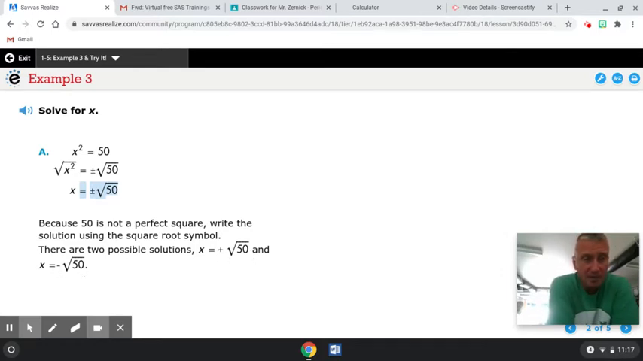What's important about that is that your brain knows that if we have the square of something, or the square root of something, we have two answers, positive and negative. Here we go again. I'm stressing it again. Make sure you know what the answer is.